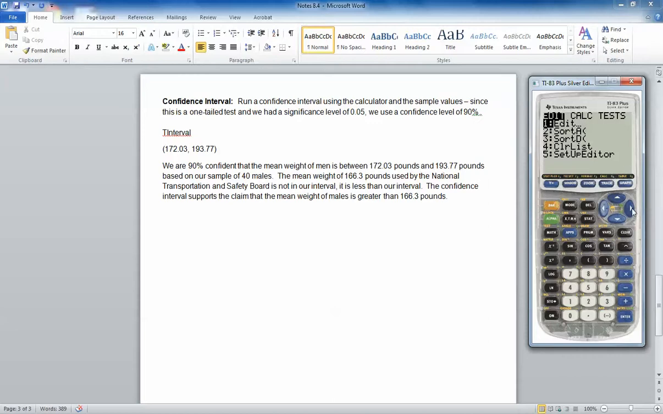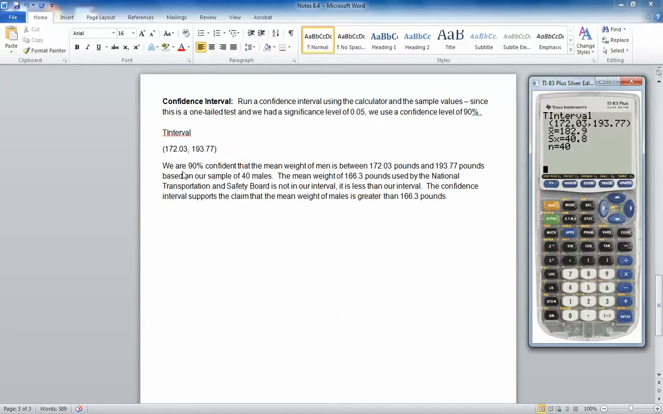We go over to stat, over to tests, arrow down until you get a t-interval. There it is, option 8. We have statistics again. Your calculator keeps track of what we've got, so the mean, standard deviation, and n are still there. But we need to make an adjustment this time and make that a confidence level of 90%. Again, we have 5% in one tail, so we need 5% in the other, and that's 90% total. Calculate, and notice we get an interval of between 172.03 and 193.77 pounds.